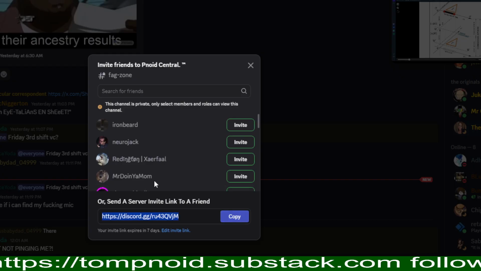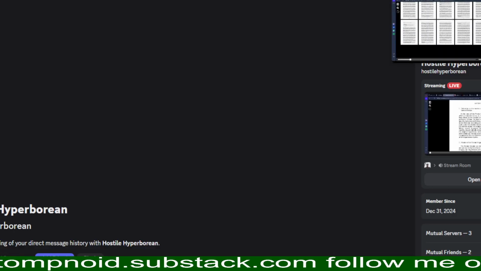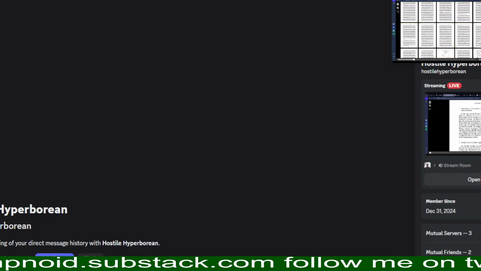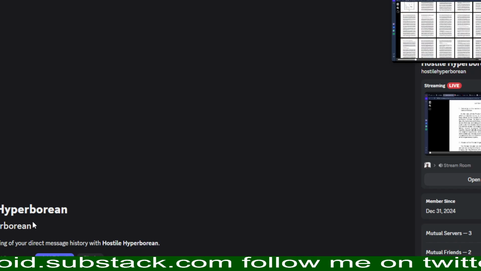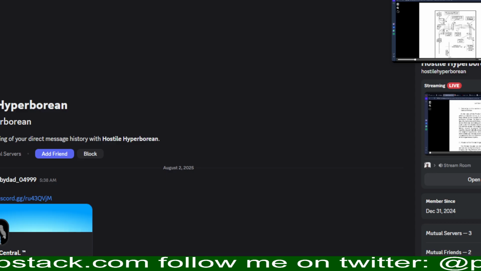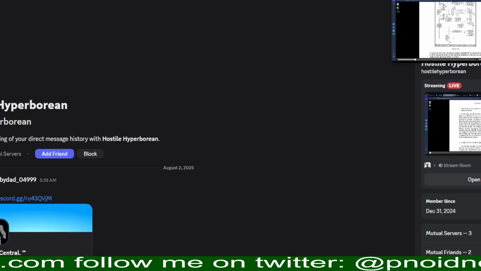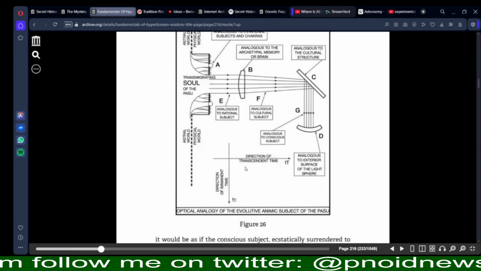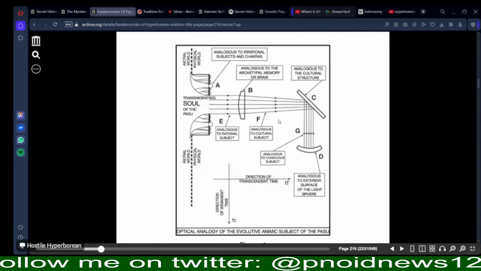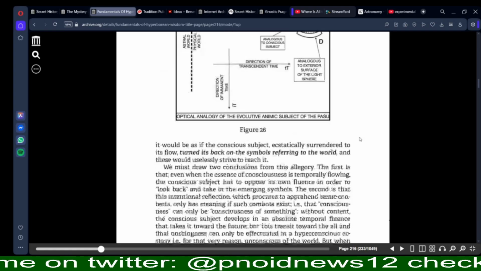So there are other diagrams when you finally get the practice down. This is actually a practice. It's kind of like how Buddhists learn to meditate certain ways. You could say this is Hyperborean meditation or contemplation. This one right here is wild: optical analogy of the evolutive animic subject of the Passu. So he's using optics as an analogy. Gets pretty wild.